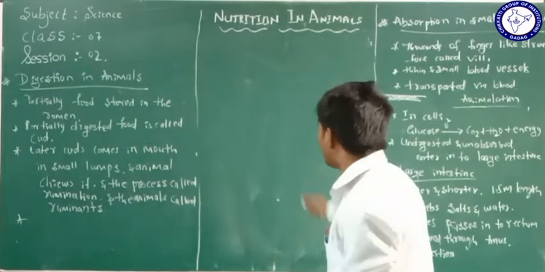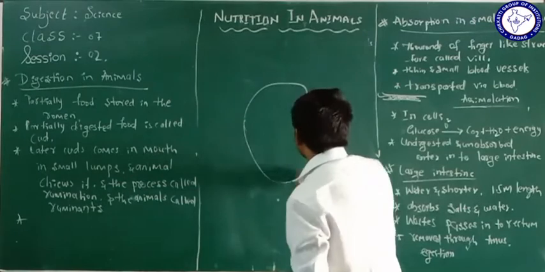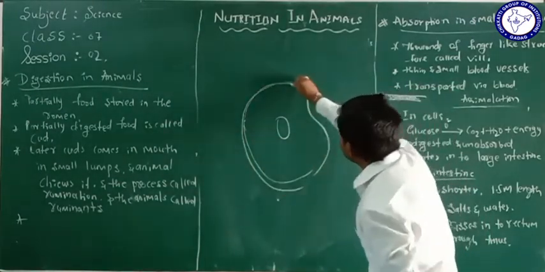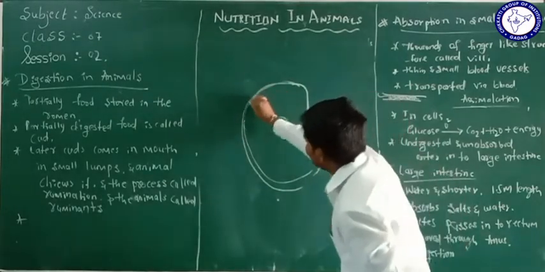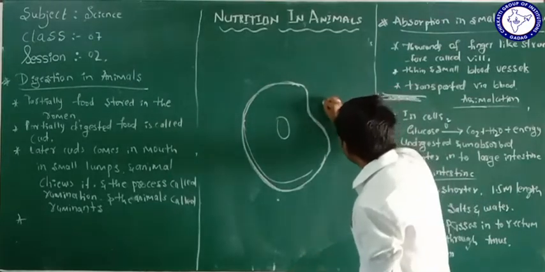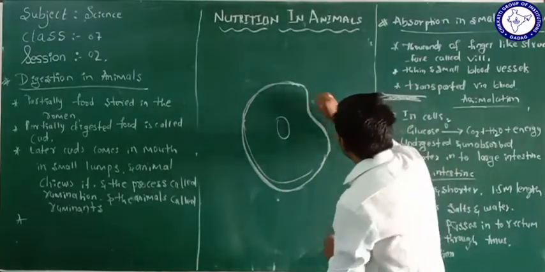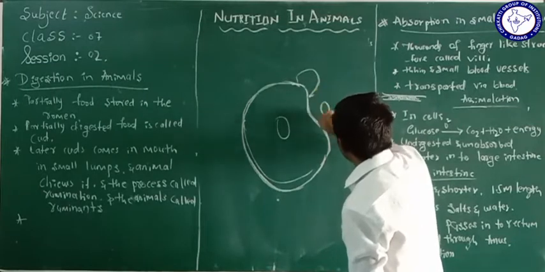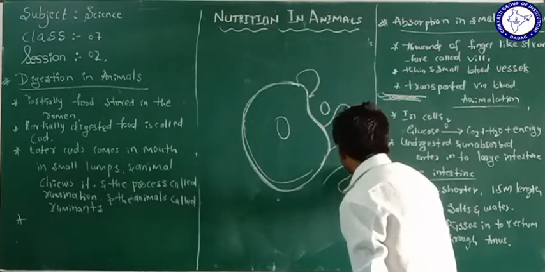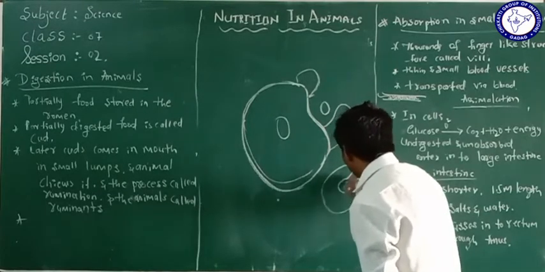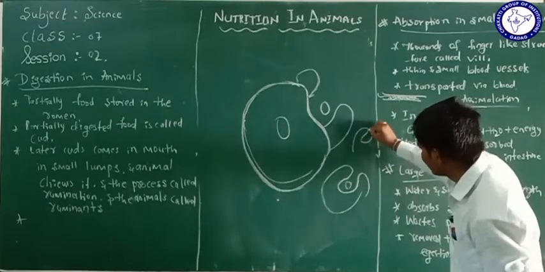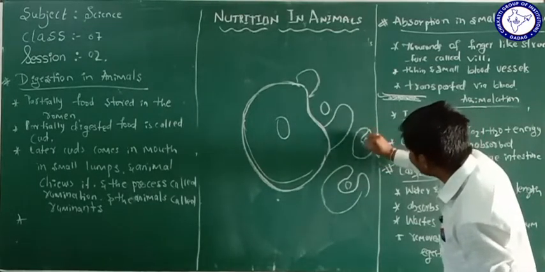Have you understood? I am considering here that this is an amoeba. This is the pseudopod. It is called pseudopodia. It is a locomotory organ. So using this, if the food enters here, it covers it step by step like this, and takes the food material into the cell.